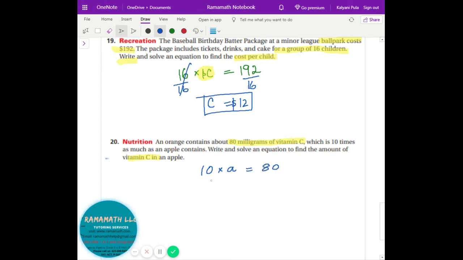So what you need to do, since it's a multiplication, its inverse is division. So let's divide by 10. You're going to get 8 milligrams of vitamin C in the apple. So the apple has 8 milligrams and the orange has 80 milligrams of vitamin C.